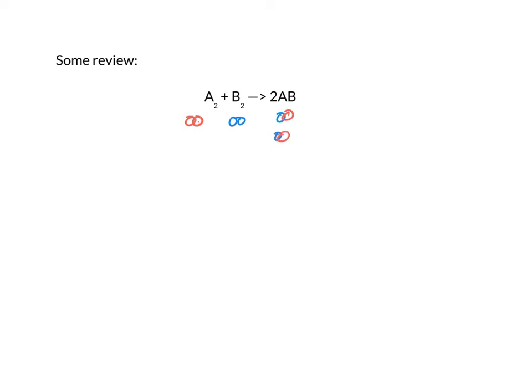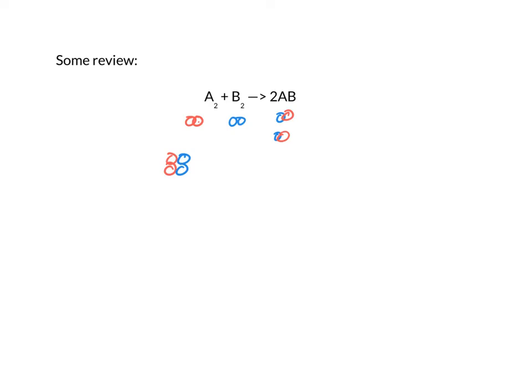We talked about this idea of collision theory, where in order for this reaction to occur, A2 and B2 have to collide, and they have to collide in the right orientation and with enough energy for the reaction to occur. So we can picture that as happening this way, where we have a collision between A2 and B2, where we're colliding like that.